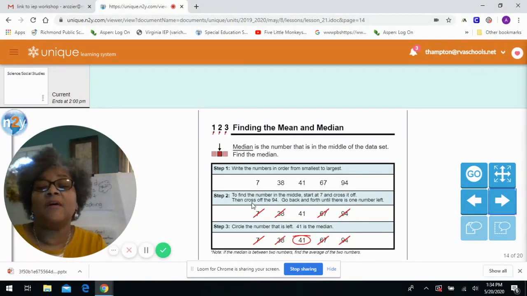So to find the number in the middle, you start at 7 and cross it off. Okay. When you count your numbers, 1, 2, 3, 4, 5. All righty. So you have your middle point. You cross that out, and you have 41, and you cross that out and cross that out. All right. So it's easier to do with odd numbers. So you circle the number that is left, which will be 41. So 41 is the median of it.